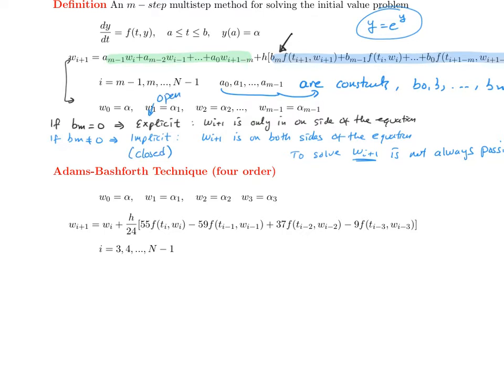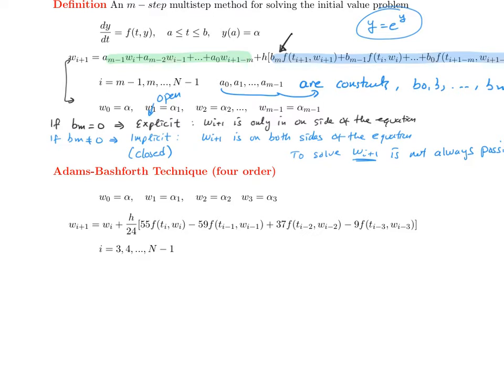Now, if the methods are open or explicit, we're going to call it the Adams-Bashforth technique. And it could be second order, third order, fourth order, just like the Taylor methods. So here I'm just going to give you an example of how a fourth order method looks, and in the next pages we'll see how we can get these formulas, or where these formulas came from.